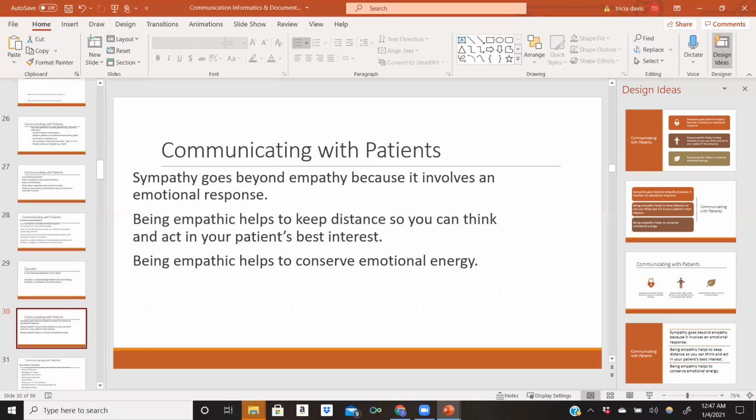Sympathy goes beyond empathy because it involves an emotional response from you, okay, as a nurse. Sympathy is the expression of sorrow for someone's situation involving compassion and kindness. Sympathy shifts the emphasis from the patient to the nurse, as the nurse shares feelings and personal concerns, and then she projects them onto the patient.